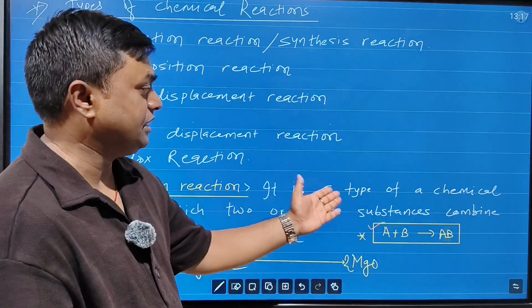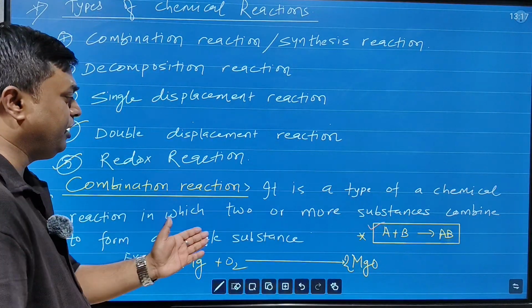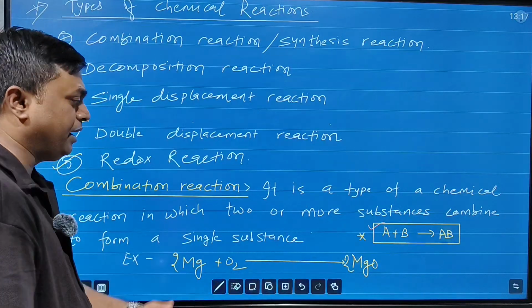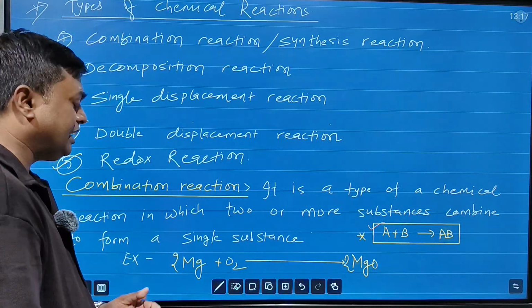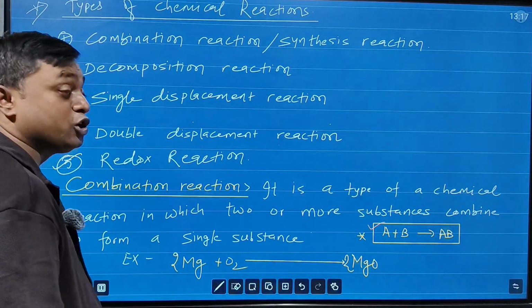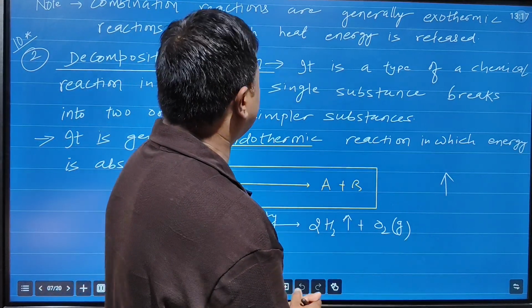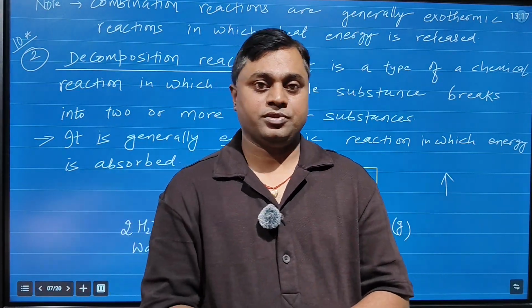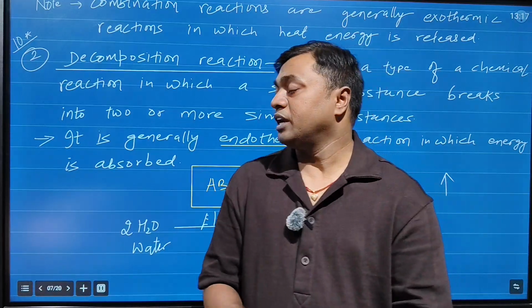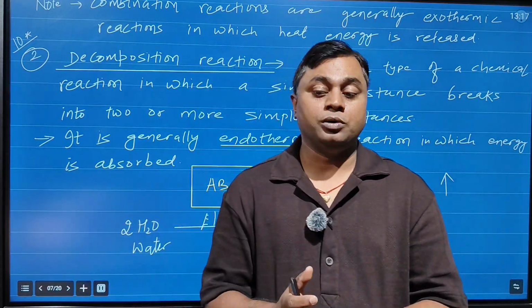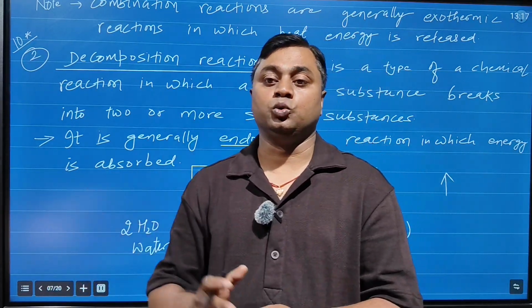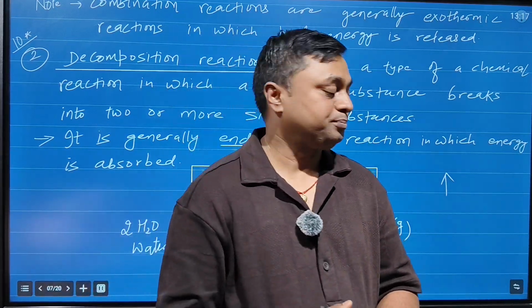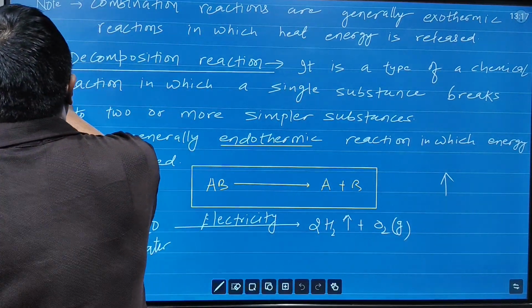You can see the definition: it is a type of chemical reaction in which 2 or more substances combine to form a single substance. Generally, combination reactions are exothermic reactions. Exothermic means heat or energy is released in this process, like burning of coal: C plus O2 gives CO2 plus heat. Yes or no?